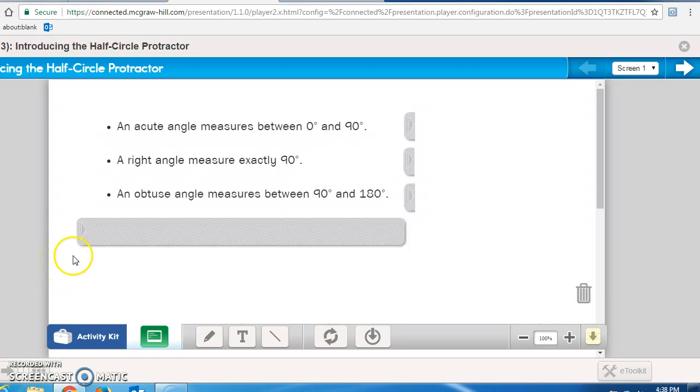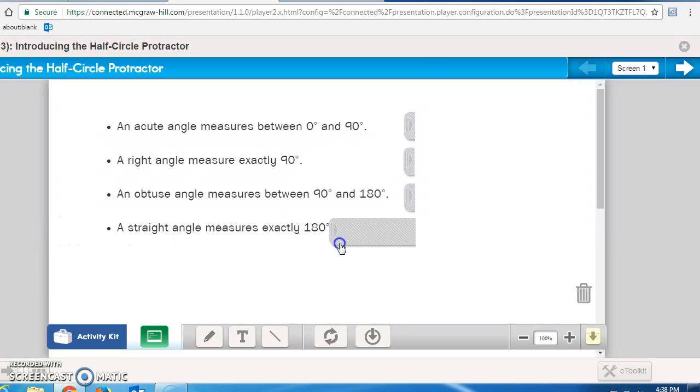And finally, what type of angle measures exactly 180 degrees? That is called a straight angle. It is a complete straight line.